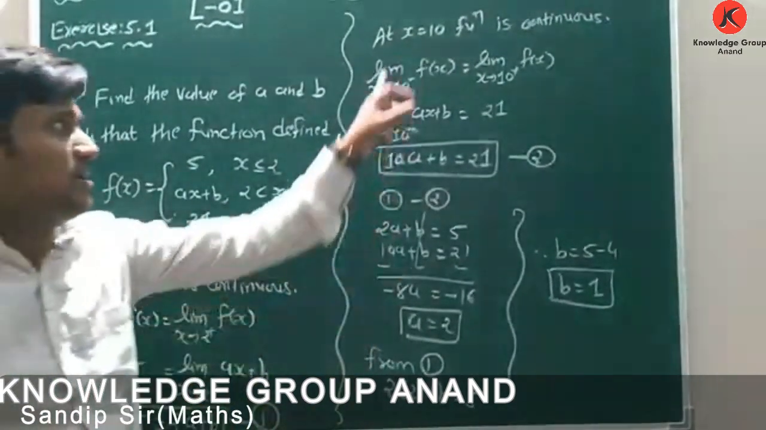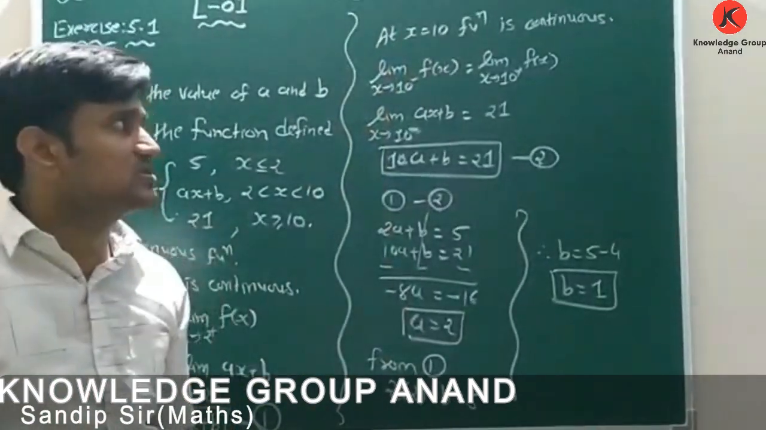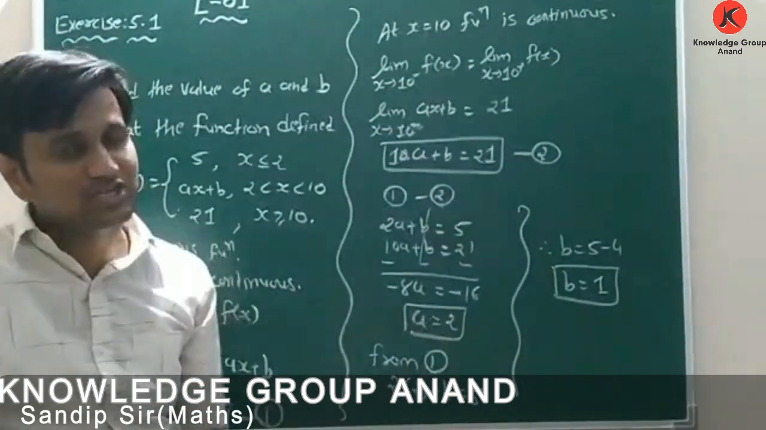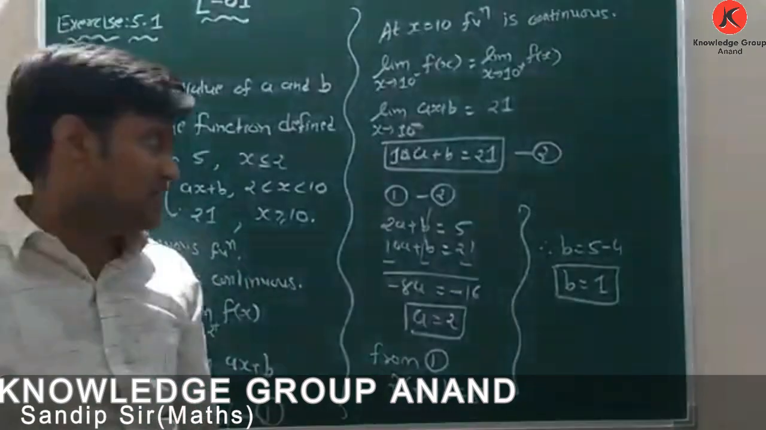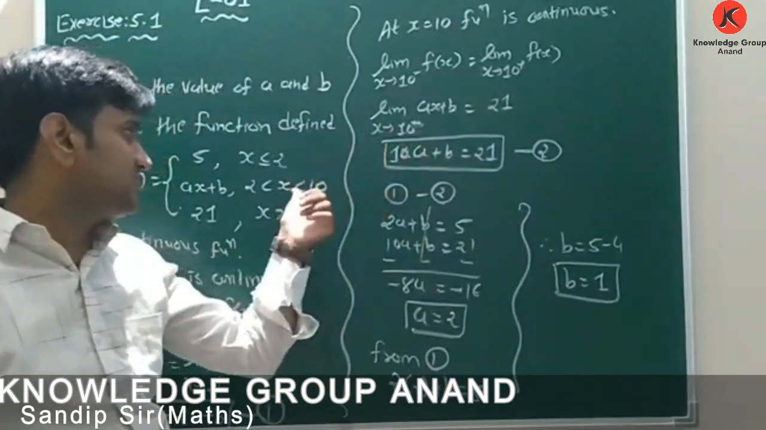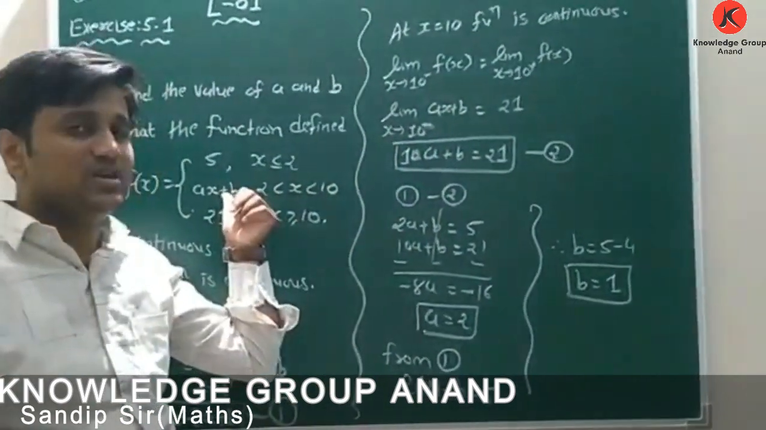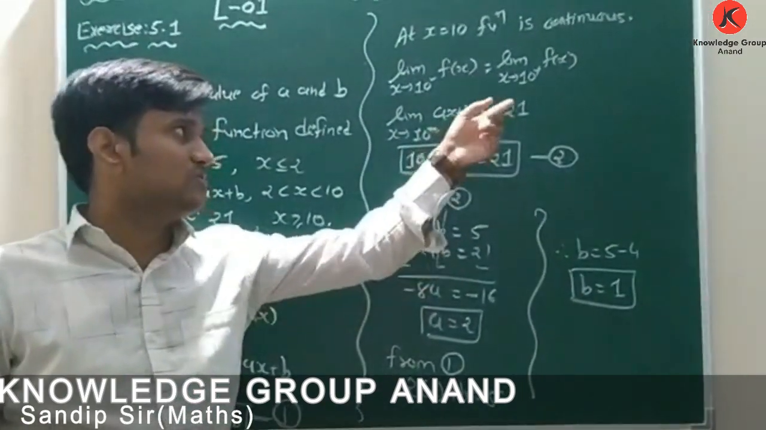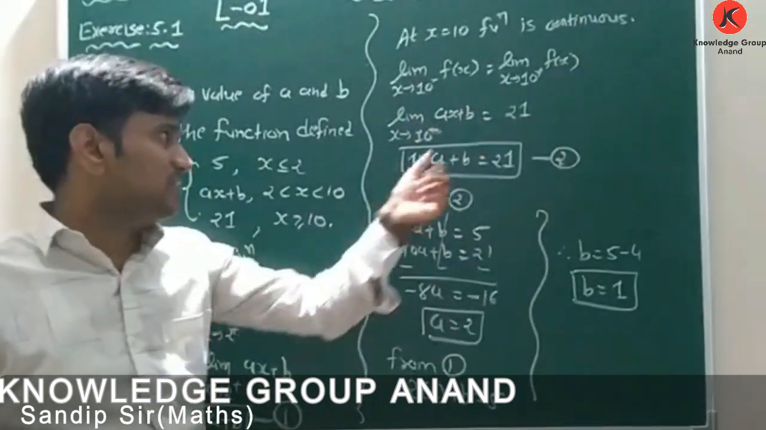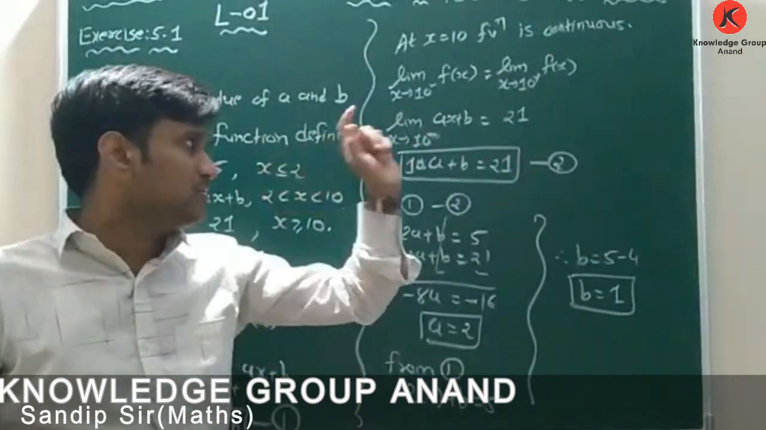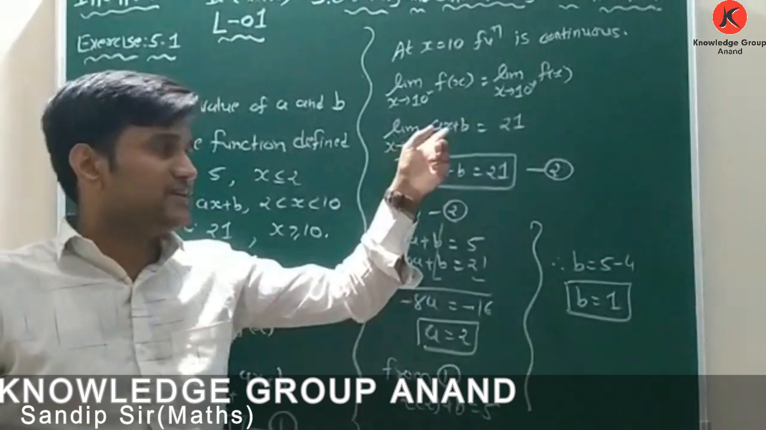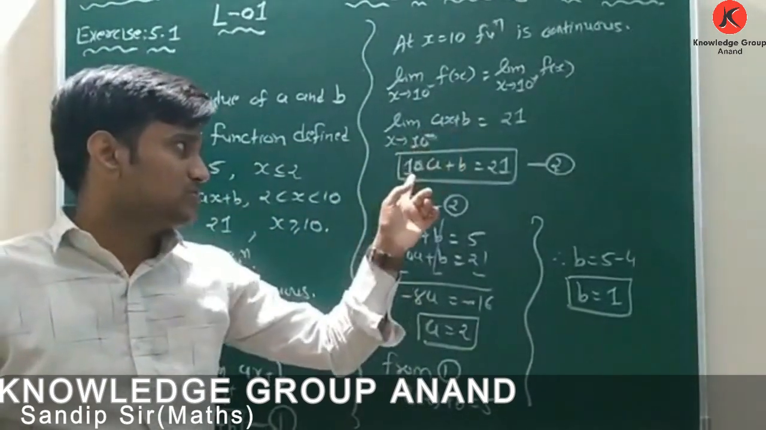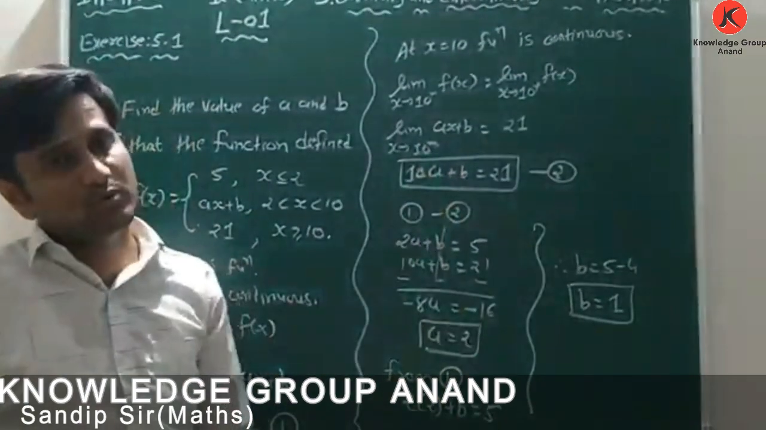Same at x equal to 10, the given function is continuous, so the limit as x tends to 10 minus of f of x is equal to the limit as x tends to 10 plus of f of x. Slightly less than 10, the function is ax plus b. The limit as x tends to 10 minus of ax plus b is equal to the value for slightly greater than 10, which is directly written as 21. So the limit as x tends to 10 minus of ax plus b is equal to 21. Putting x equal to 10, 10a plus b is equal to 21.